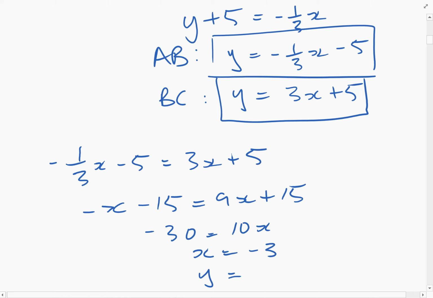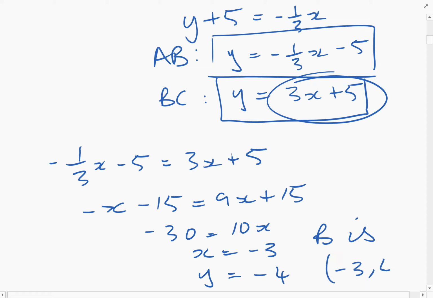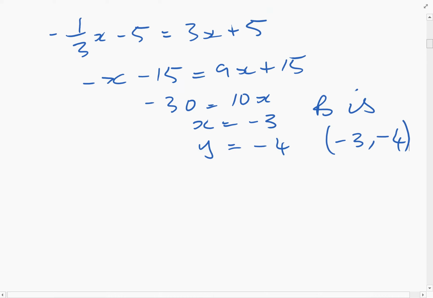And y is going to be 3 times whatever x is, plus 5. So if you do 3 times minus 3, that's minus 9, plus 5 will give you minus 4. So B is the point minus 3, minus 4. Okay, so now we have the coordinates of B.